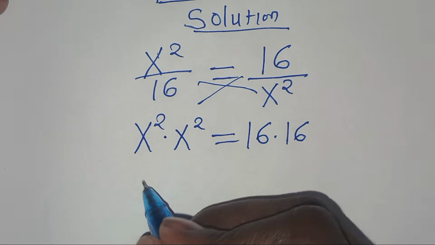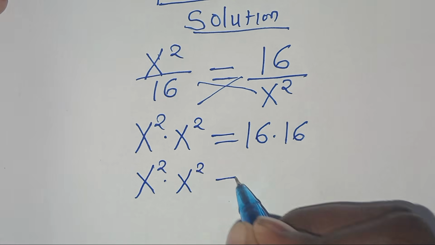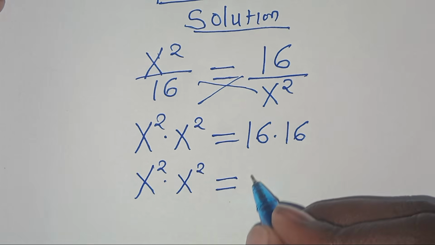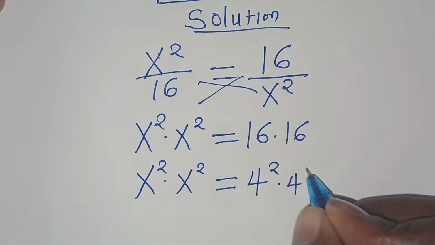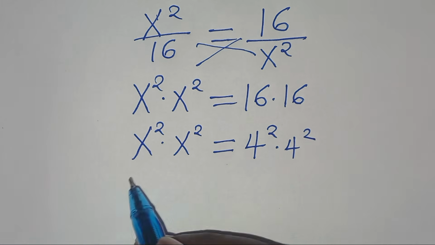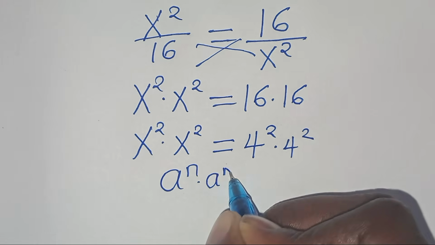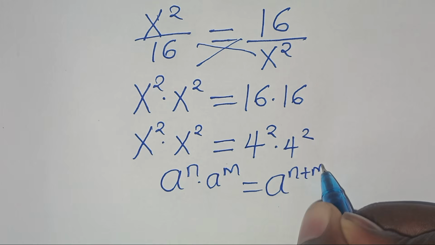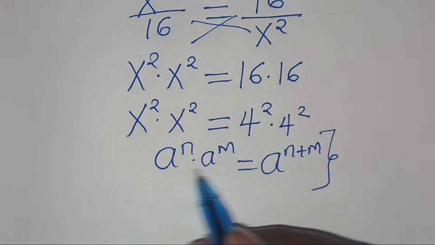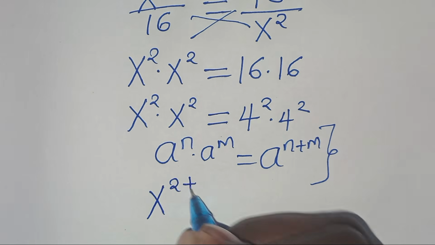Now this means that we have x to the power of 2 times x to the power of 2 equal to 16, and 16 is 4 to the power of 2 multiplied by 4 to the power of 2. Now this is in the form of a to the power of n times a to the power of m, which we can express as a to the power of n plus m. So applying this exponent property, it follows that we have x to the power of 2 plus 2.